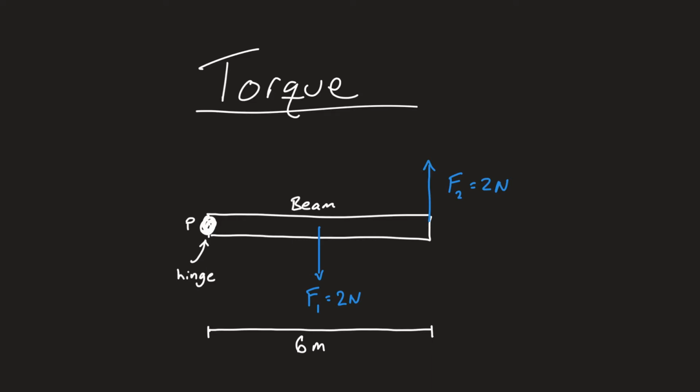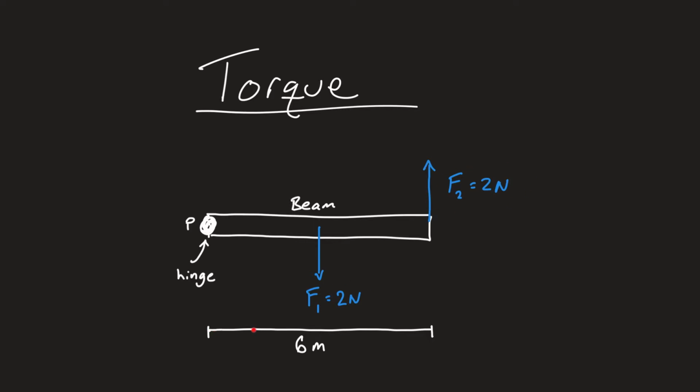Let's talk about the basics of torque. So here we have a system of a beam that's attached to this hinge over here, and the beam therefore can pivot back and forth either counterclockwise or clockwise. We'll ignore gravity, and you can see that there's two forces being exerted on the beam. One of those forces is out here on the outer edge, pulling straight up at this moment in time, and the other one is pulling down right in the middle of the beam. And they both have a size of 2 newtons.